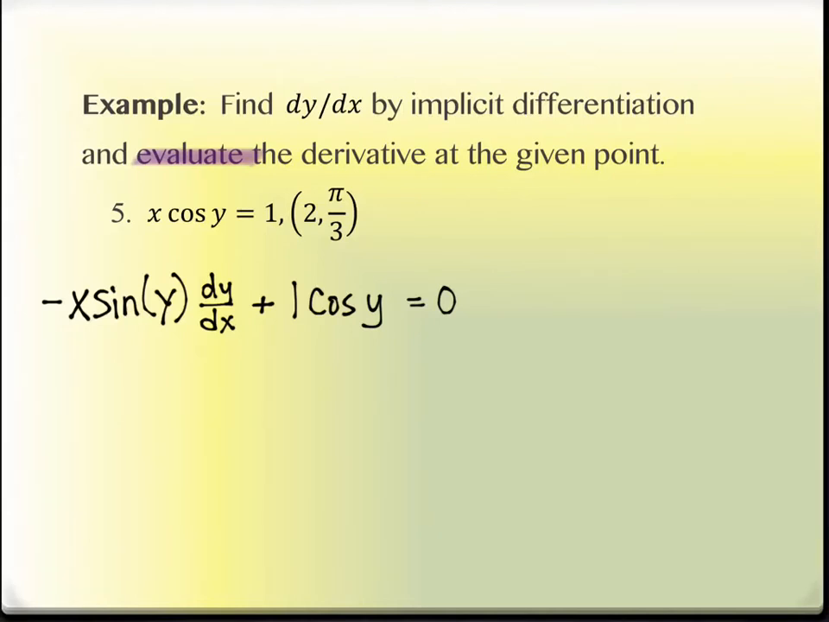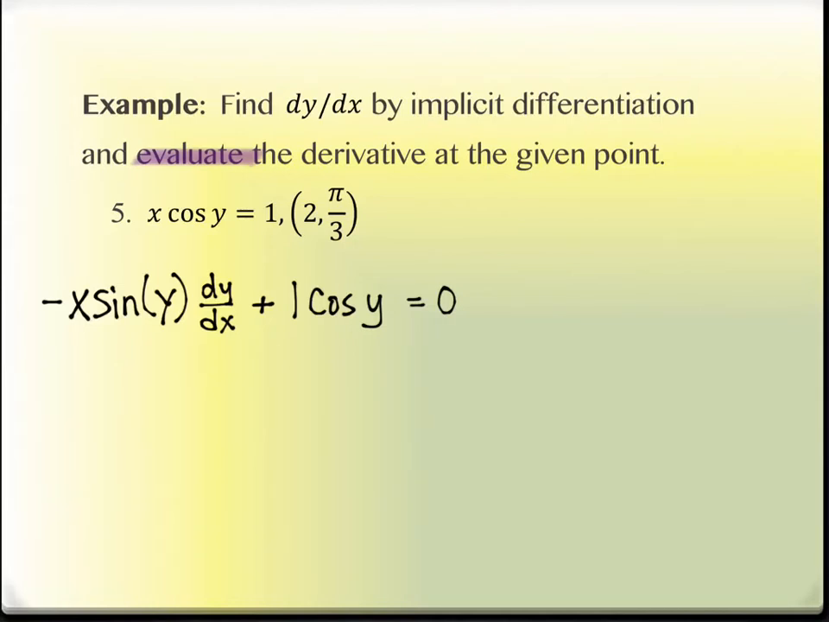Okay, all right. Good. So technically, you could actually stop right here and put in the 2 and the pi over 3 and then solve for dy dx. That would be perfectly fine. We're sort of in the habit of solving for dy dx now since we've done 4 problems like that. So I'm going to continue to do that.